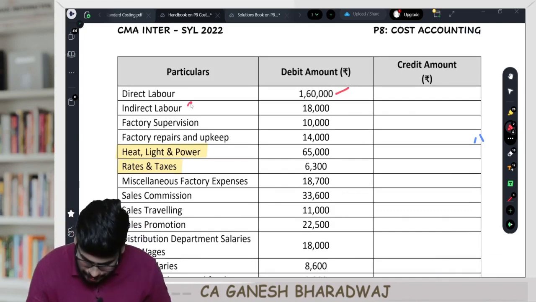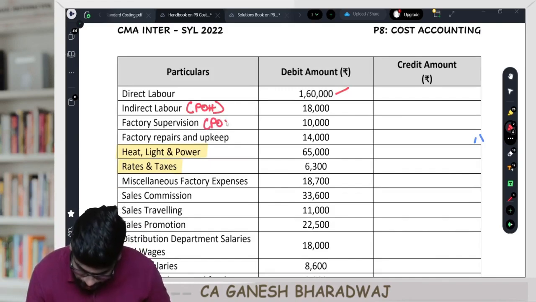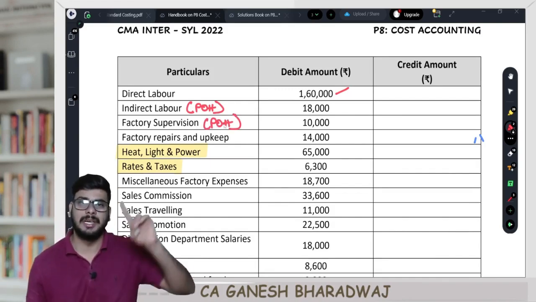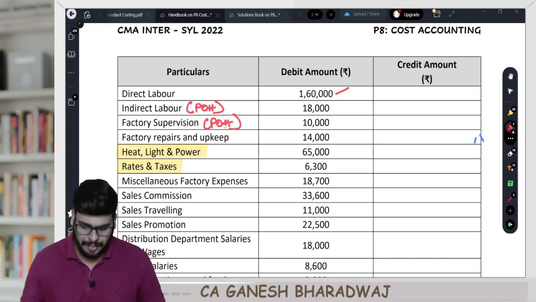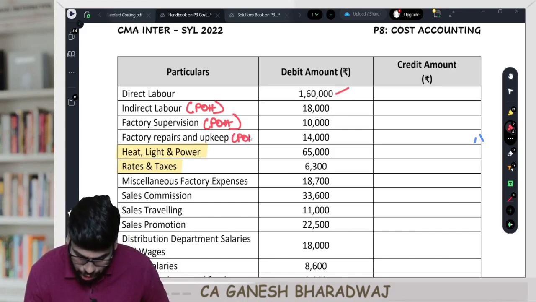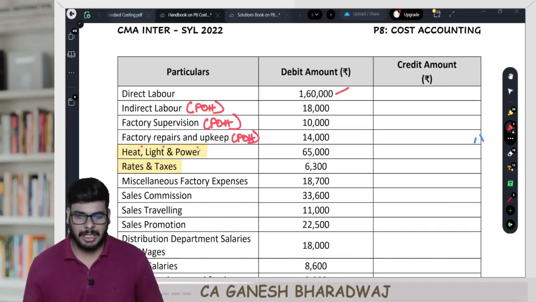Next, direct labor, separate line item. Indirect labor, this comes under what? Production overheads. Clear with this? Factory supervisor, once again production overheads. Factory repairs and upkeep, is it direct or indirect? Indirect. Where is it incurred? Factory they have given, so this is also POH, production overheads, right? Heat, light and power, 65,000 rupees. Now where is it incurred?